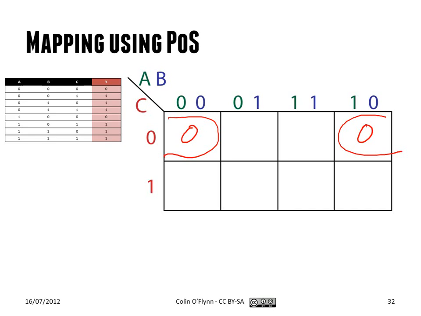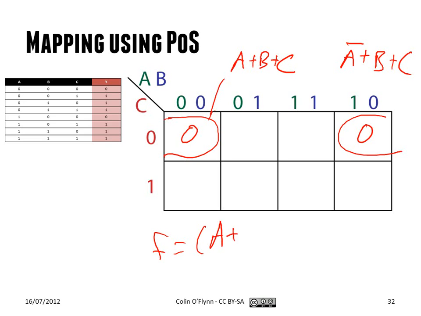So in this example, what you would see is we would have A plus B plus C, because we want to generate a zero from these input variables. So when A is zero, B is zero, C is zero, ORed together, you get zero. In this case, A is one, so A complemented ORed with B, ORed with C. And you'll have F equals the product of these, so that's the product of sum format, where we use zeros.